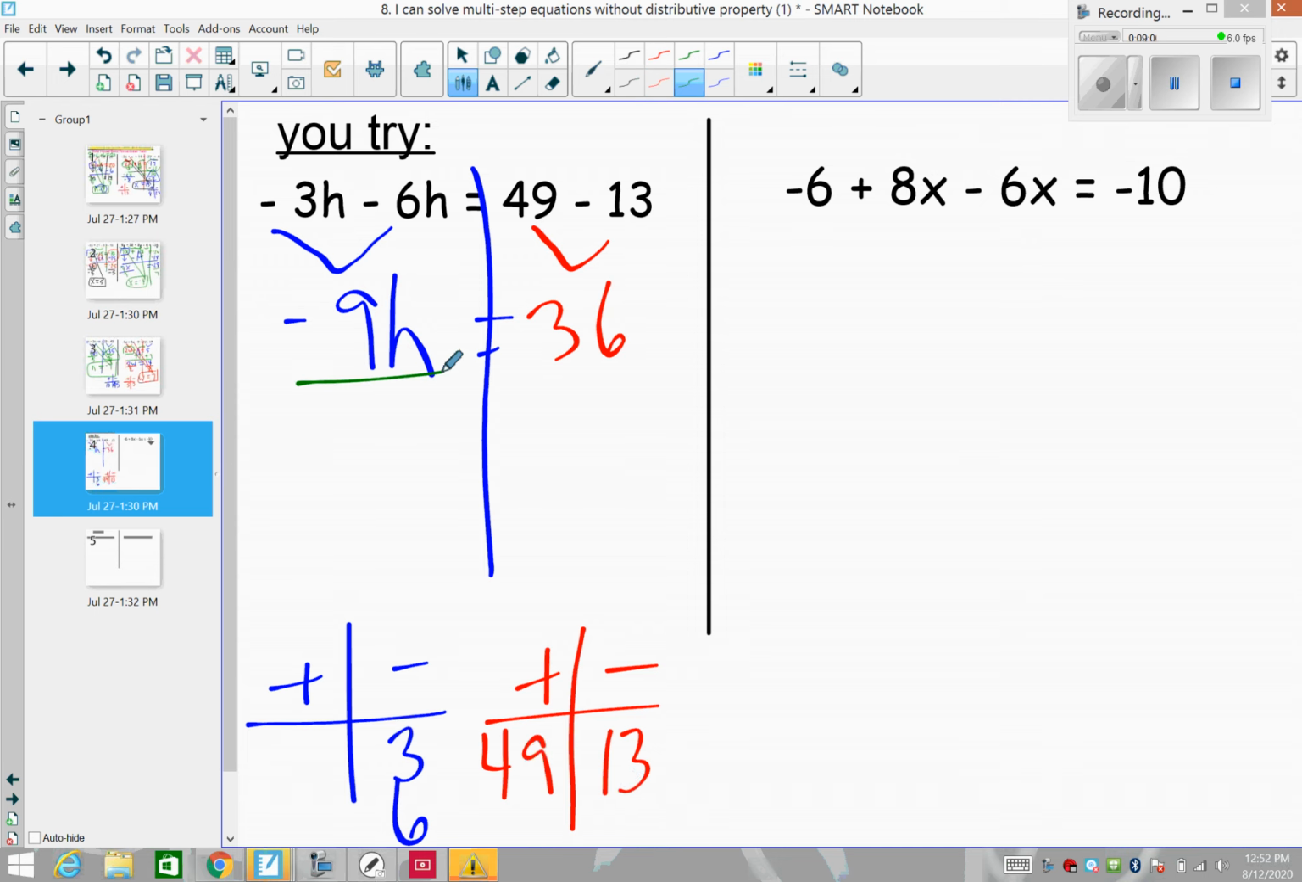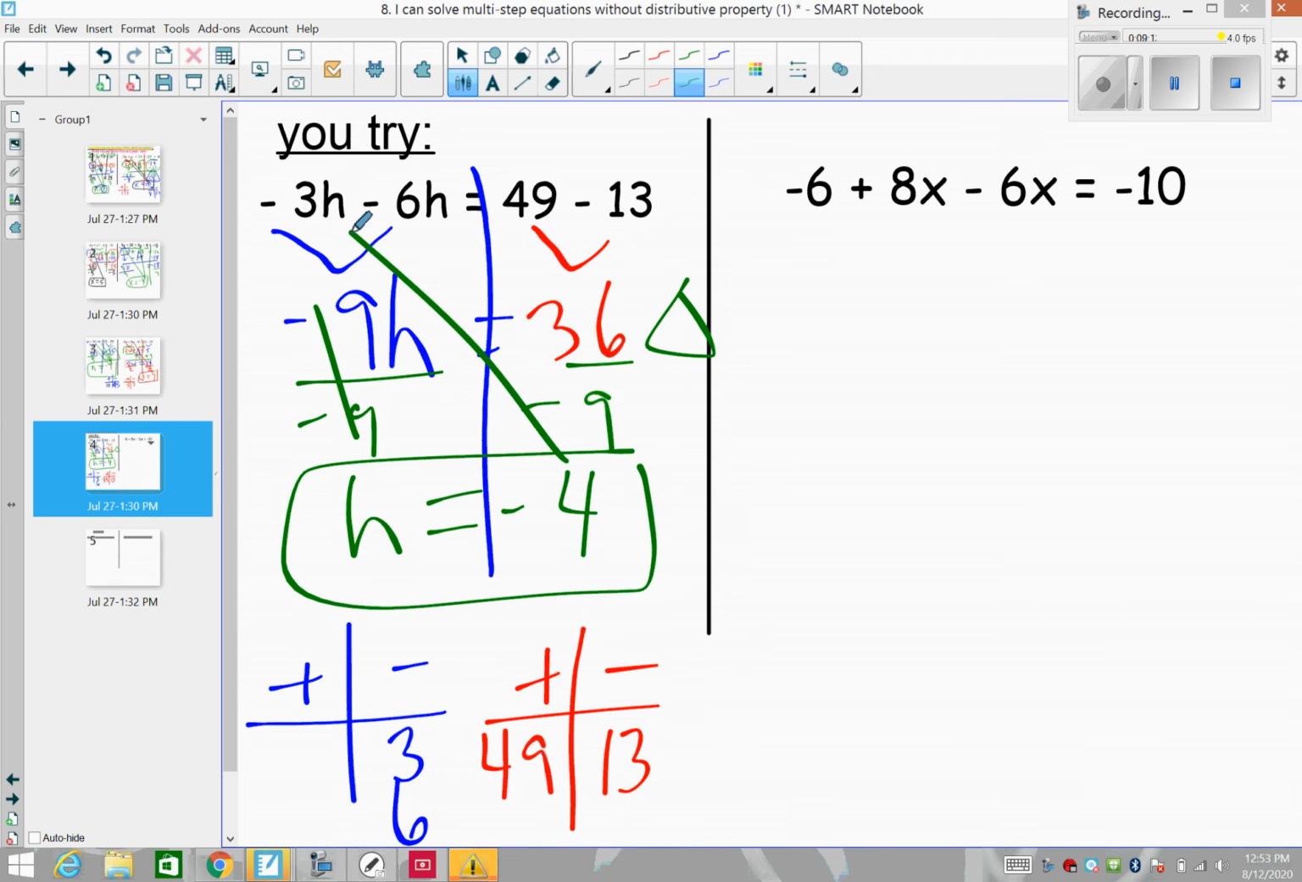The next step is to get rid of the negative 9 out front. You do that through division. Copy, paste, which results in H is equal to, this is a triangle problem, negative 4. You were asked to substitute back in to verify that the left side equals the right side, that negative 4 is the solution to that equation.